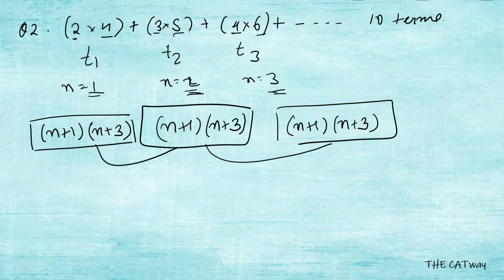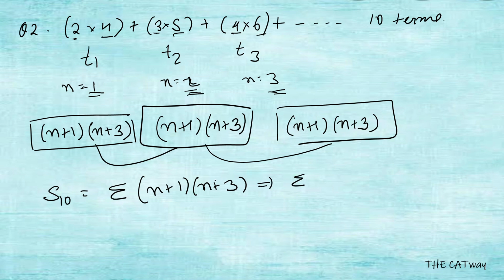So now the sum of 10 terms would be written as summation of n plus 1 into n plus 3. Now we multiply it. When we multiply it, what do we get? We get summation of n square, then we have 3n and 1n, that is 4n, again with summation. Then we have 1 into 3, that is 3. So we have this.